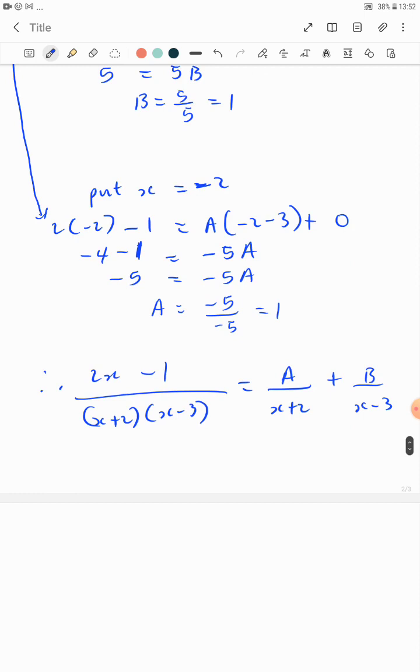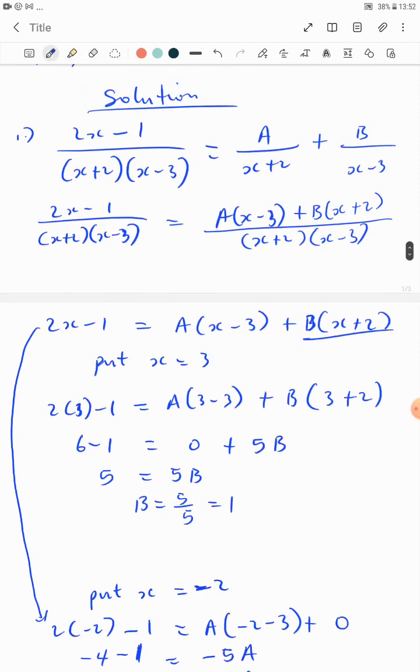So now we just write the value of a and b. I just want to show you that that's what I'm doing. Now I'm removing the a and b and putting their values, 1 and 1. So this is what they ask us to do. We have successfully written this fraction as the sum of its partial fractions. Its partial fractions are 1 over x plus 2 and 1 over x minus 3. So that's the solution to number 1.